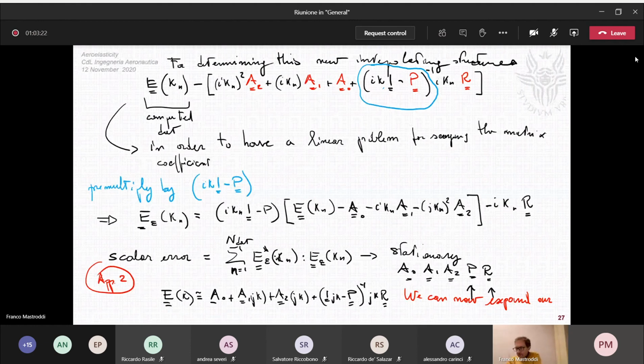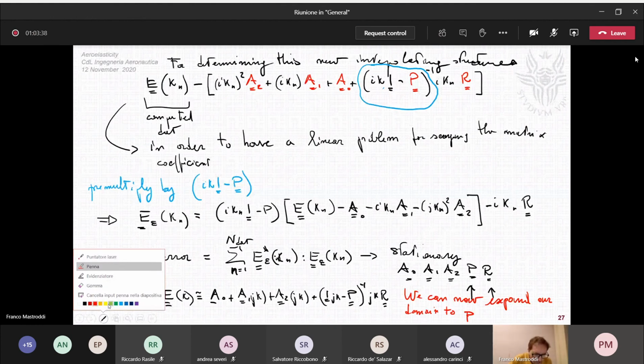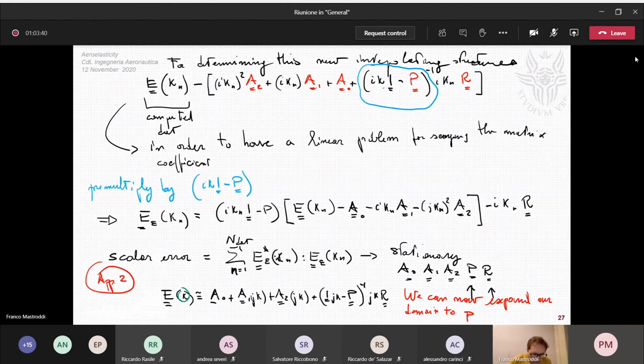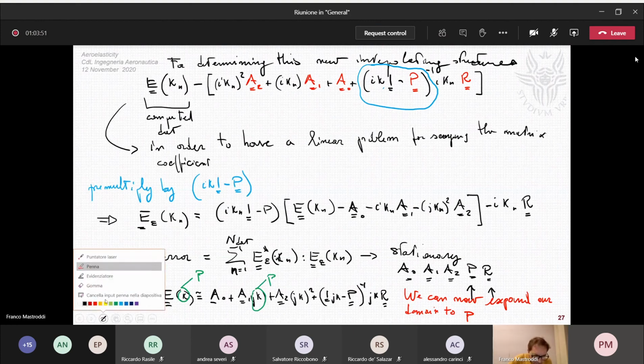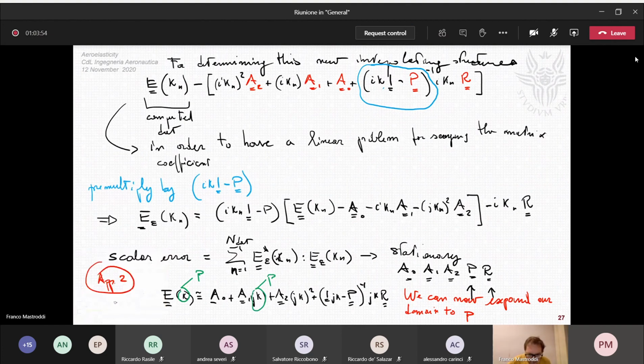We can now expand our domain to P, just substituting here. Look, instead of k we have P, instead of jk we have P, instead of jk to the power 2, I forgot this, we have P to the power 2, and here we have P, and here we have P.